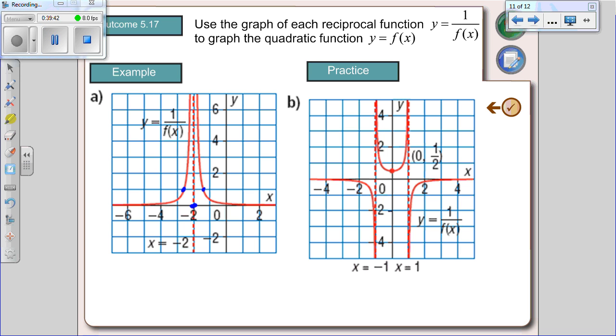Okay, this next one was a little more difficult, but we're going to follow the same steps. Step 1 is mark your asymptotes. Right here and right here. Those are going to be the x-intercepts of my graph. Step 2 is mark my invariant points. They happen at y equals 1 and y equals negative 1. Y equals 1 is this line, and it crosses there and there. Y equals negative 1 is here and here.